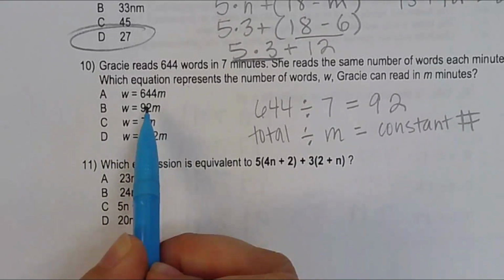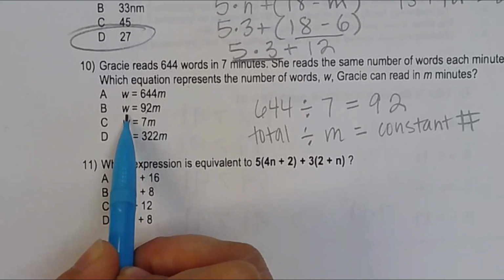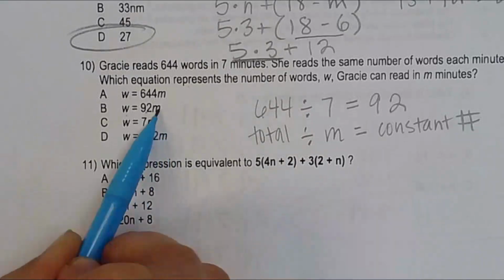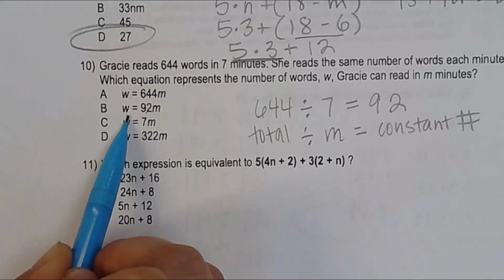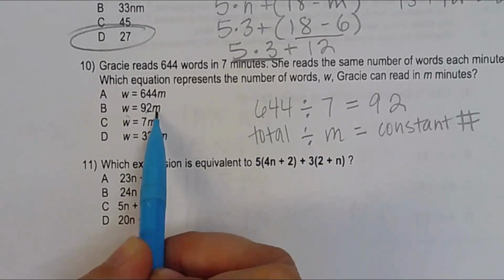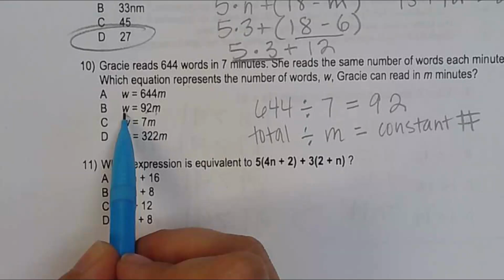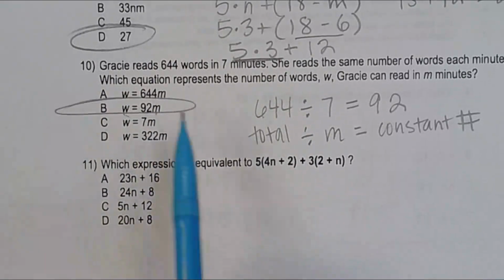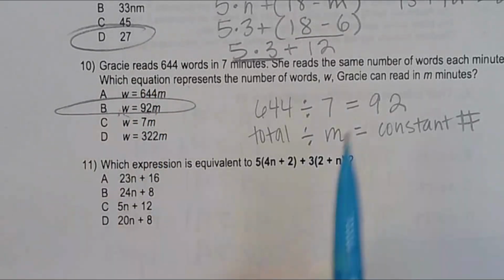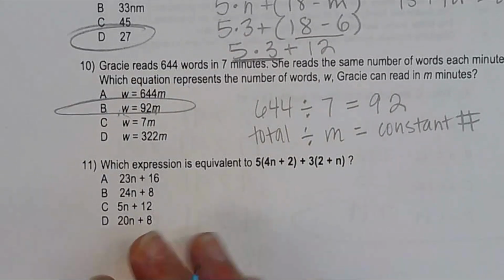So when I'm looking at 10, which one is saying my constant number is going to be 92 to multiply by the minutes to get all your words? Which one says 92 times my minutes will equal all my words? Which one says 92 times all my minutes will equal all my words? And that's what B is saying. 92 times all my minutes equals all my words. Get it? Got it? Good.